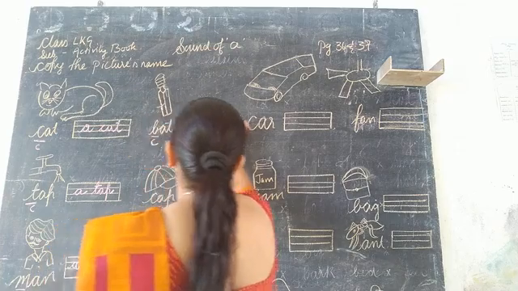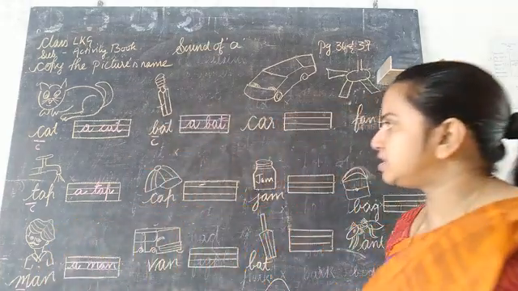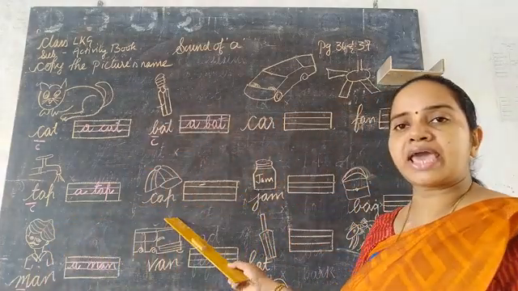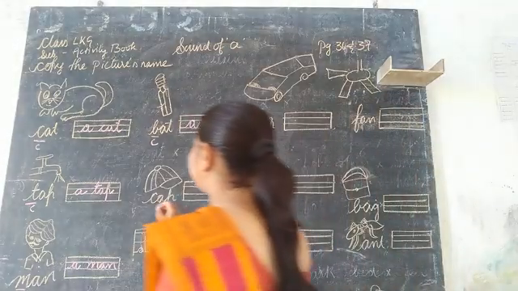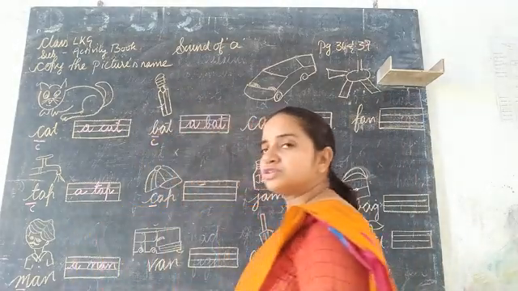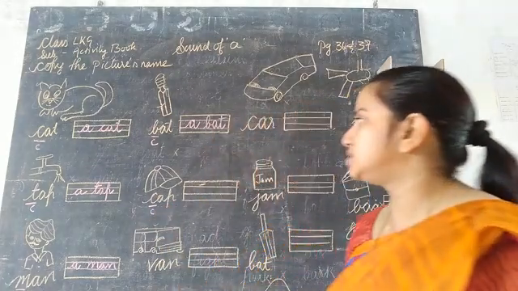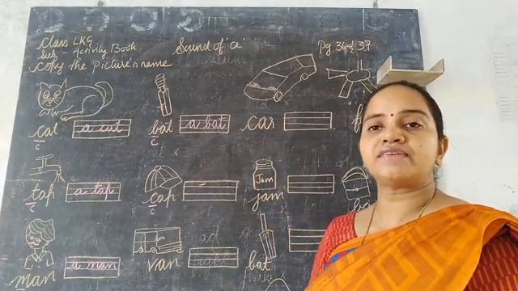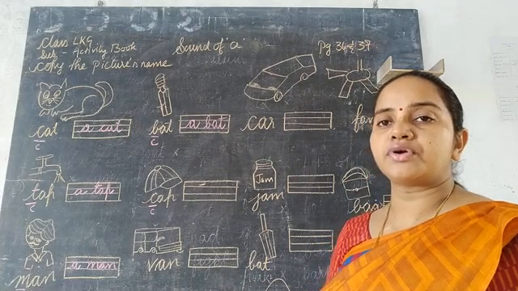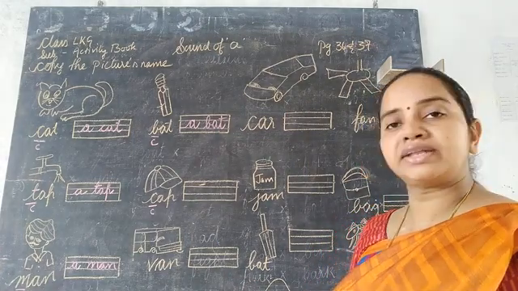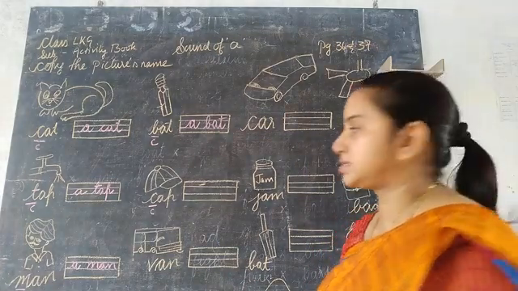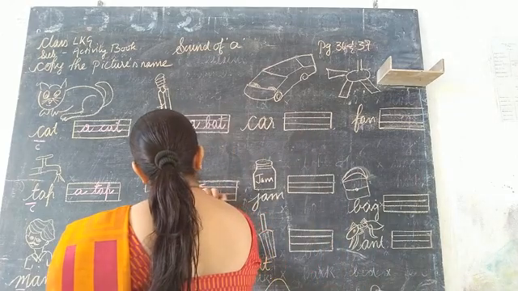B-A-T, bat. Now proceeding further, the second picture is a cap. C-A-P, cap. The first letter is what? It is a consonant. So we will write C as a consonant here. We know that we have to use A before a consonant. So how do we write this word? We will write a cap.